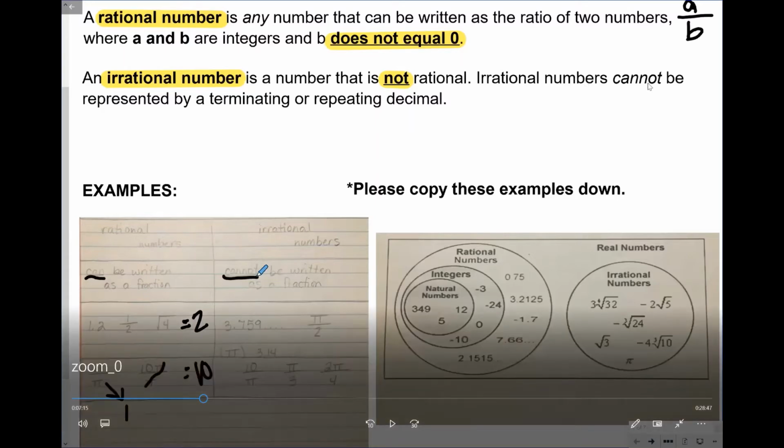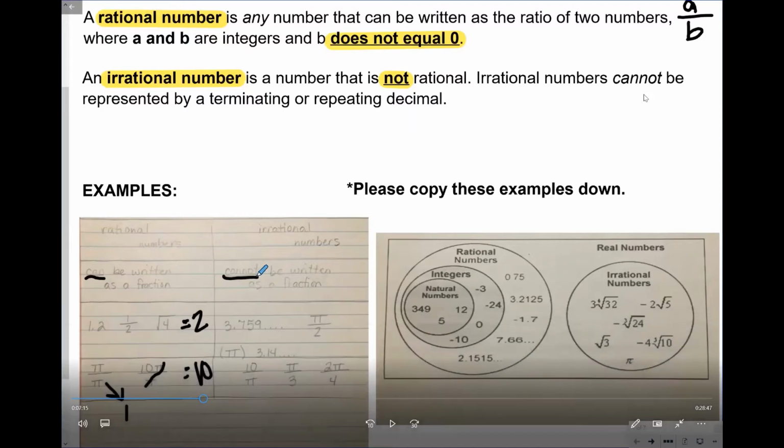Irrational numbers cannot, underline cannot, highlight whatever. So you know that irrational numbers cannot be represented by a terminating or repeating decimal. If you have decimals, those are irrational numbers, because those are not whole numbers. We want whole numbers. If you get whole numbers in your problems, that is a rational number. But if you don't, then it's irrational, because irrational numbers cannot be written as a fraction.